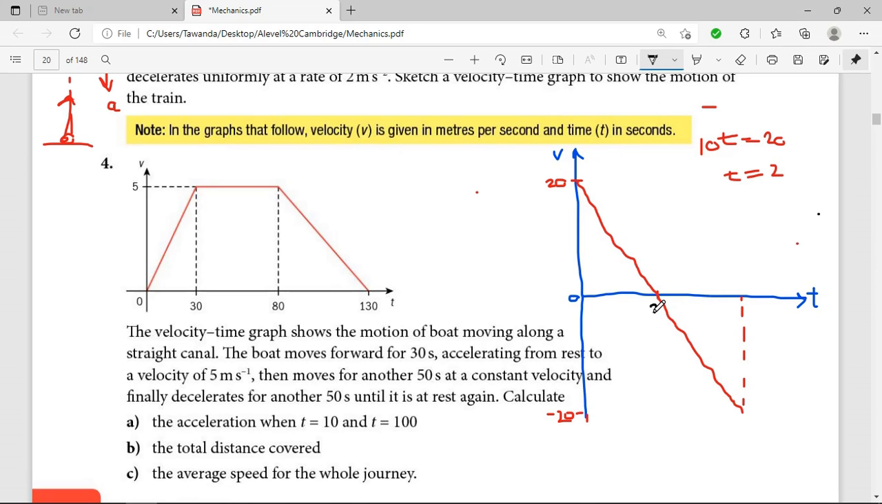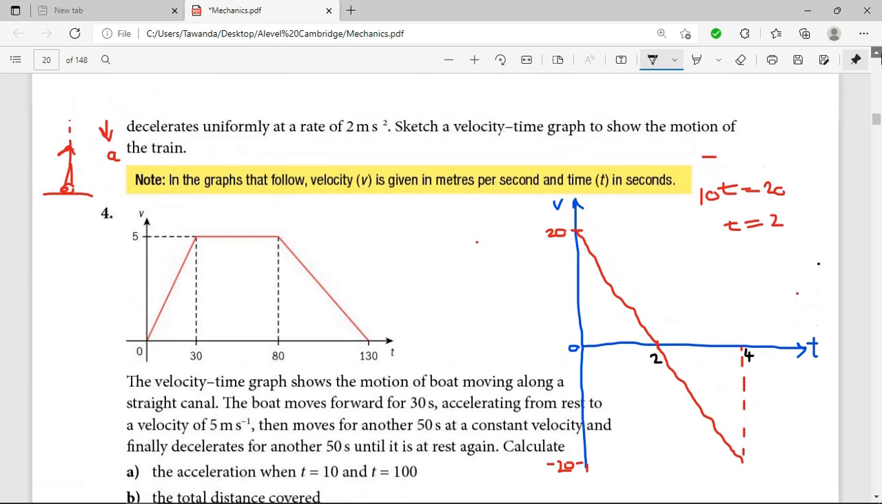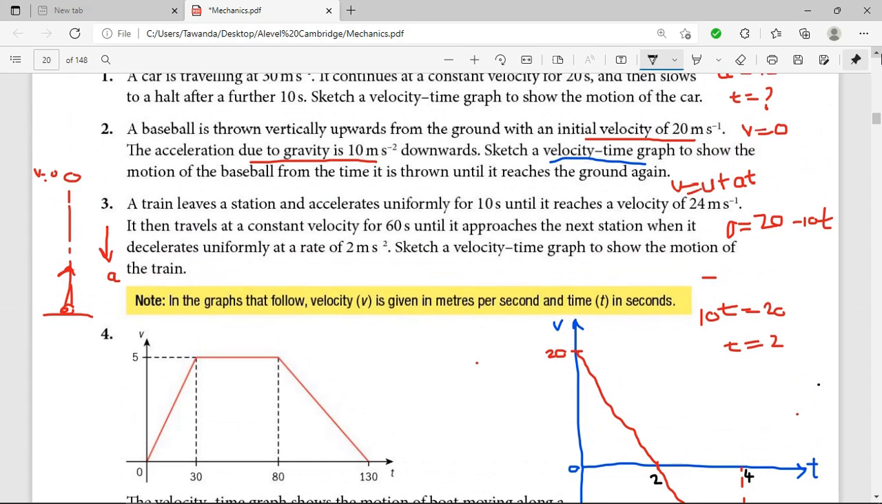And we said the time to reach the maximum height is the same as the time taken by the ball from the maximum height to reach the ground. So if we multiply by 2, we are going to have 4. So this is the required velocity time graph for the baseball thrown vertically upwards from the ground with an initial speed of 20 and acceleration due to gravity of 10 acting downwards. So if the ball is moving upwards, make sure your acceleration is negative. It will be decelerating. That's why it decreases to 0.